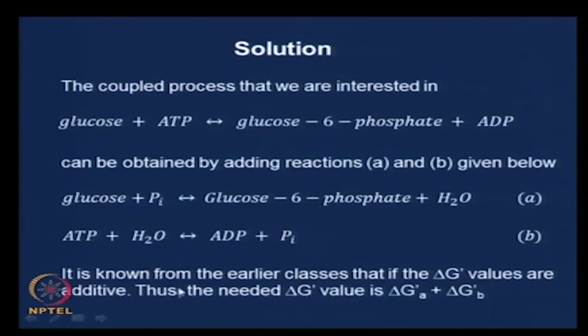This directly comes from what is known from the earlier classes, that the delta G dash values are additive. Therefore, the needed delta G dash value is nothing but the delta G dash of reaction A added to the delta G dash value of the reaction B.